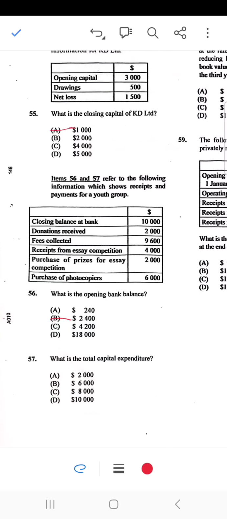Number 57, what is total capital expenditure? Capital expenditure is when you buy or improve a fixed asset. The only fixed asset purchase here is the photocopiers. So number 57 would be B, 6,000.